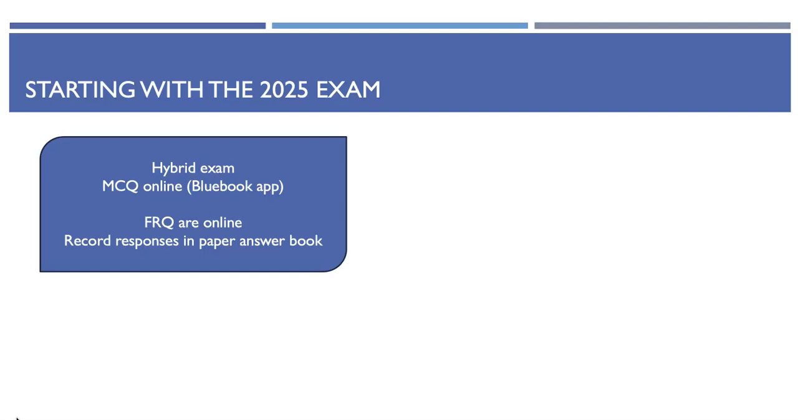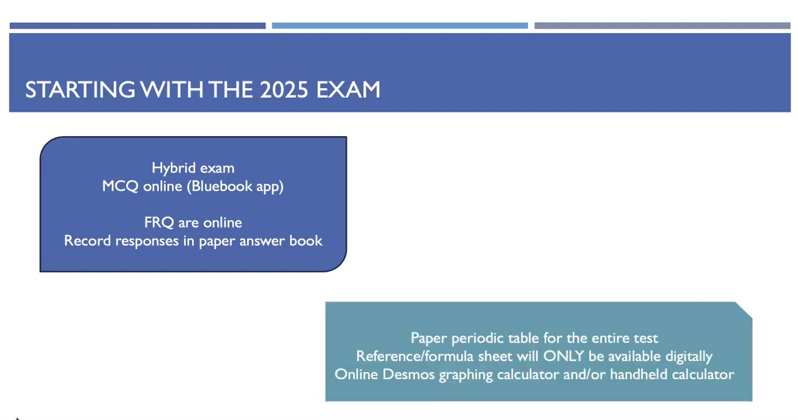The free response questions will be presented to you online, but you're going to write your answers on paper in a paper answer book. Other things to keep in mind is that you will have a paper periodic table for the entire test. There'll also be a digital periodic table available to you. The reference sheets, that formula sheet, however, will only be available digitally. You'll have to pull it down in Blue Book every time you want to open it up.